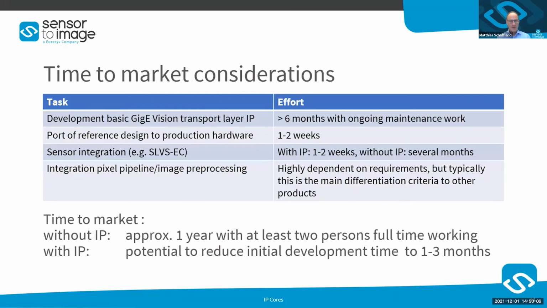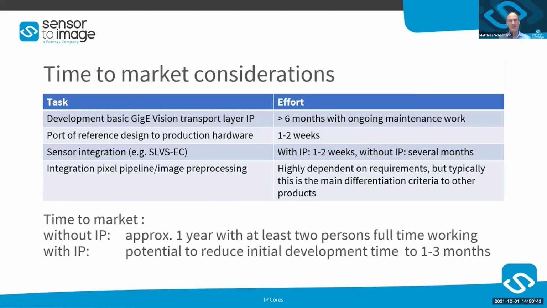A few things about time to market. If you want to do a camera system using these standard interface protocols, you have to think about at least 6 months of work to implement something like GigE Vision or CoaXPress. And that means ongoing work and ongoing maintenance work if you want to be up to date. So this is not a one-time job, and this has to be taken into account.